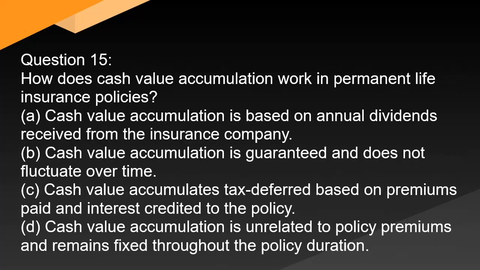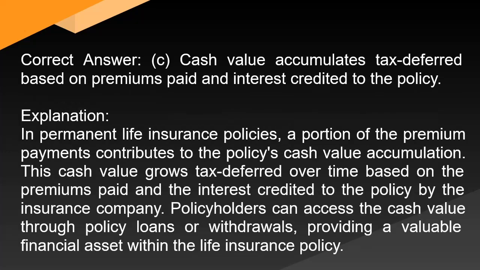Question 15. How does cash value accumulation work in permanent life insurance policies? Correct answer. C. Cash value accumulates tax deferred based on premiums paid and interest credited to the policy. Explanation. In permanent life insurance policies, a portion of the premium payments contributes to the policy's cash value accumulation.